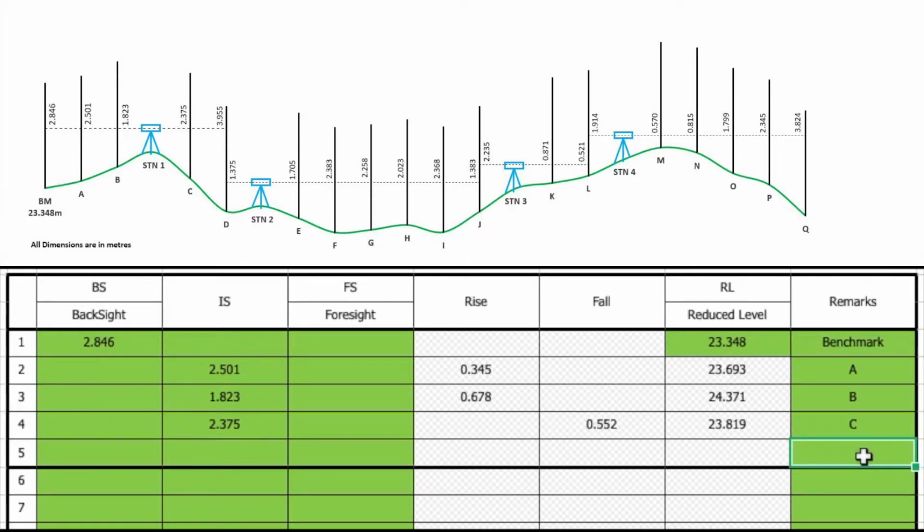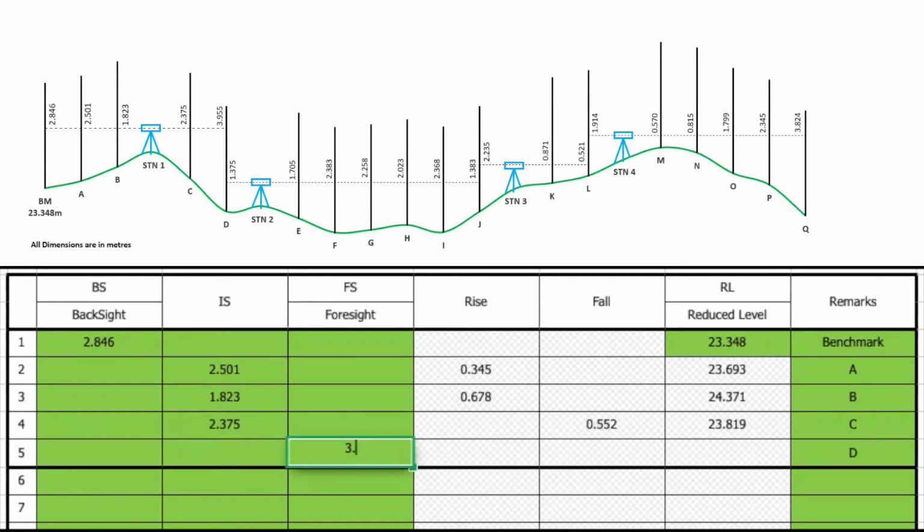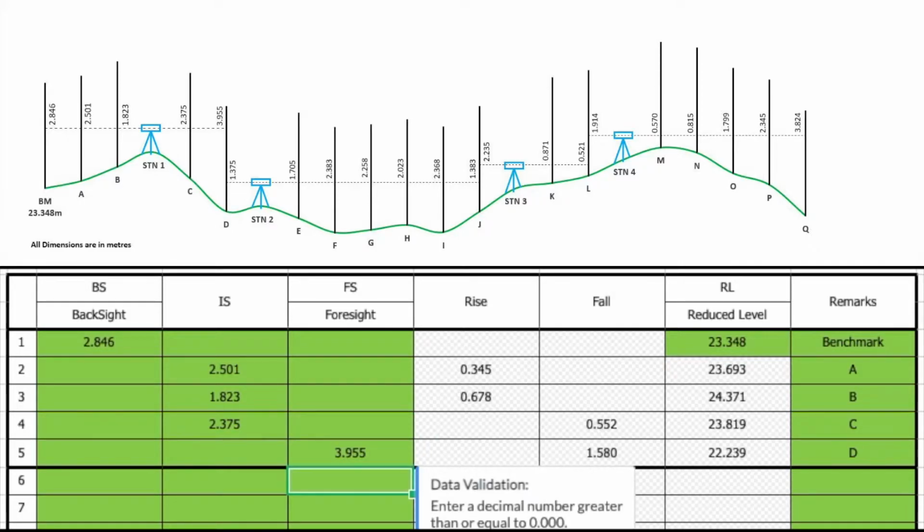Next reading for point D. Point D, this is the last reading when the level is at station 1 and therefore will be a foresight. So we enter in this reading under the foresight column, value of 3.955. The staff is kept at position or point D.